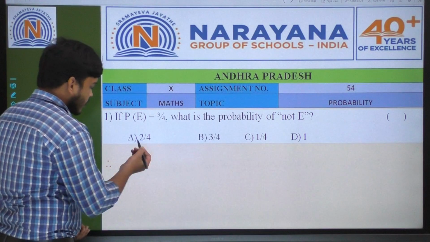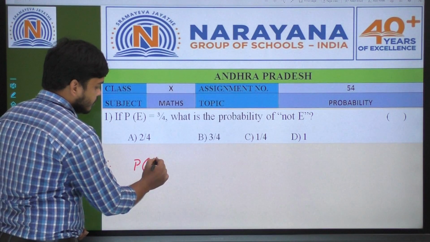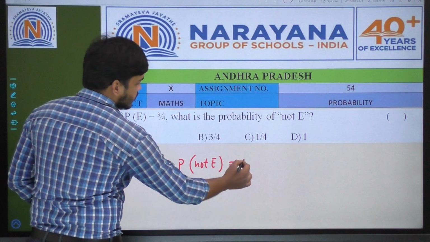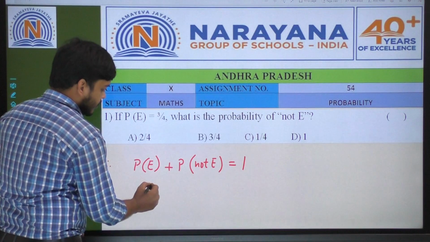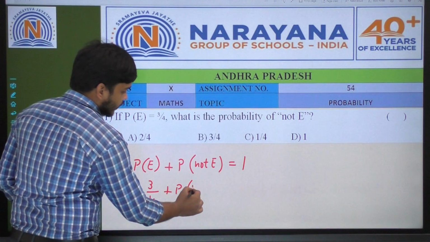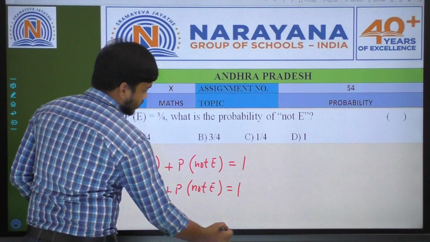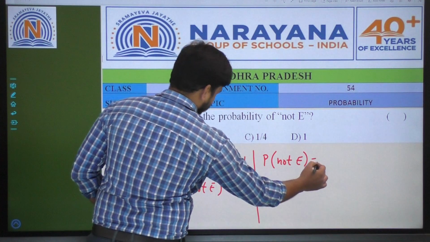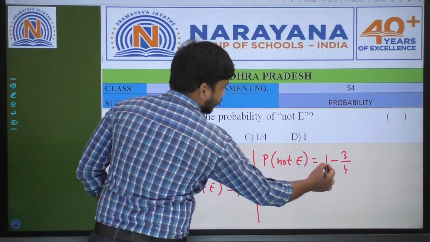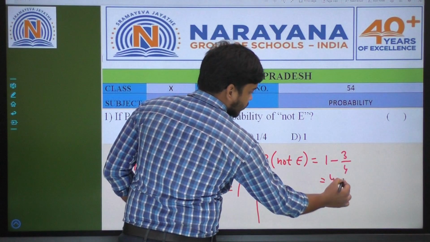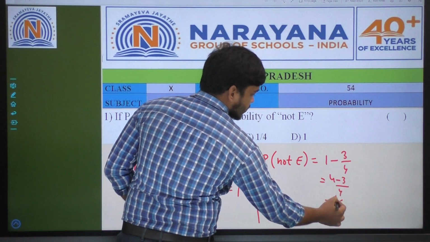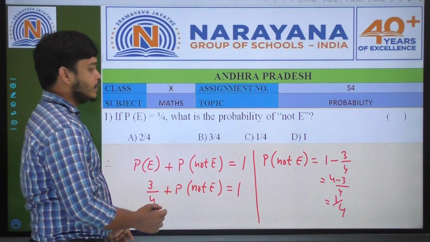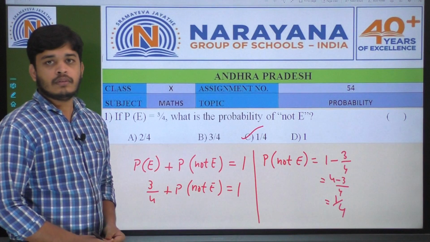So we know that the probability of an event plus the probability of not that event equals 1. So the probability of the event is 3 by 4, and the probability of not E, it means not that event, equals 1. So the probability of not E is equal to 1 minus 3 by 4. So 4 ones are 4, 4 minus 3 by 4, which is equal to 4 minus 3 is 1 by 4. So the probability of not the event is 1 by 4. Option C. Understood?